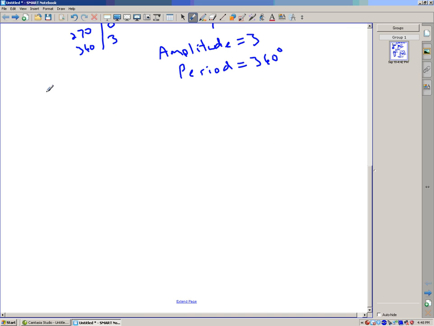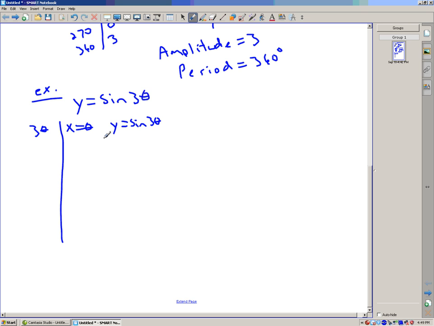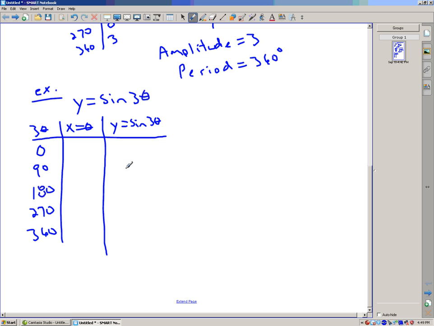Okay, let's do another example here. What about y equals the sine of 3 theta? Now I'm going to make a chart here that you're probably not used to. I'm going to have 3 theta, and I'm going to have theta, and then I'm going to have the sine of 3 theta. Now underneath 3 theta, I'm going to have our normal points: 0, 90, 180, 270, and 360. Get used to those because we're going to use those a lot.